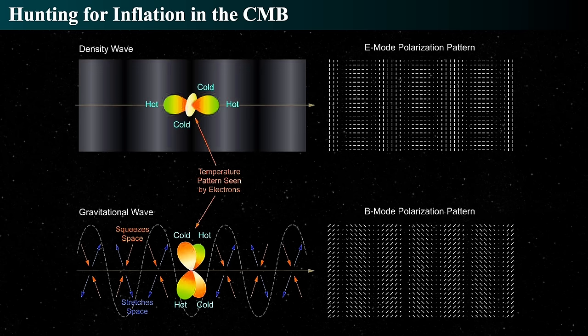However, if there's a gravitational wave, then the electron gets squeezed and stretched. And as it gets squeezed and stretched, its electromagnetic field gets squeezed and stretched. That changes the polarization of the light into what we call a B-mode, or a curlicue mode, something that has curls to it, like rotational. The E-mode is just back and forth or up and down, but the B-mode is rotational, and such gravitational waves should occur in the early cosmos due to the inflationary epoch.